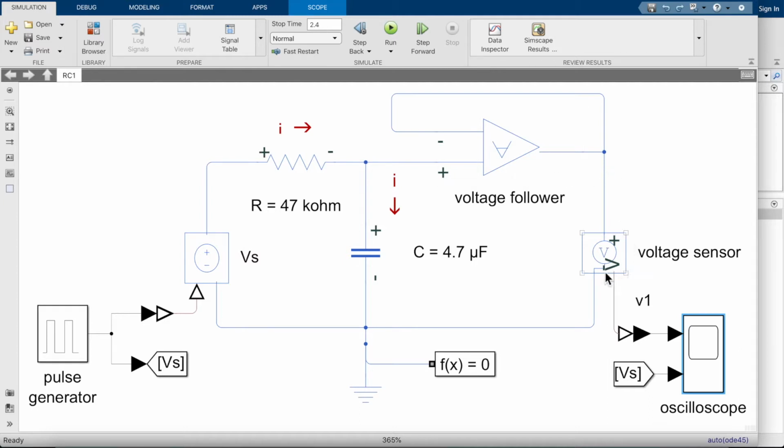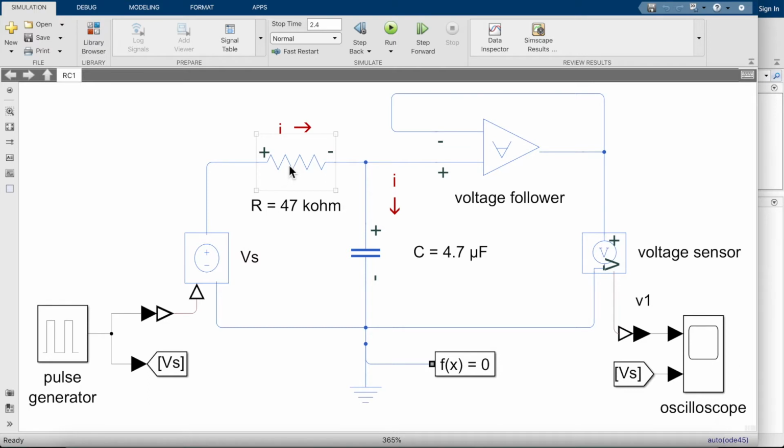The voltage is measured with this voltage sensor and is put on channel 1 of an oscilloscope that will give us the time waveform of the voltage across the capacitor. On the 2nd channel of the oscilloscope is imposed the voltage from the pulse generator. It comes from this port directly over to this port. So the 2nd channel on the oscilloscope will show us the voltage that is being imposed on the left side of this resistor.